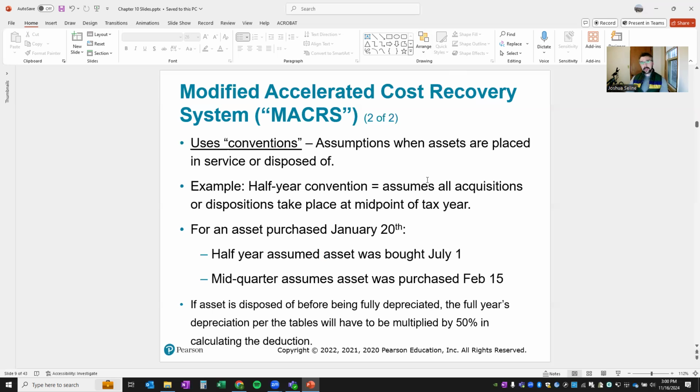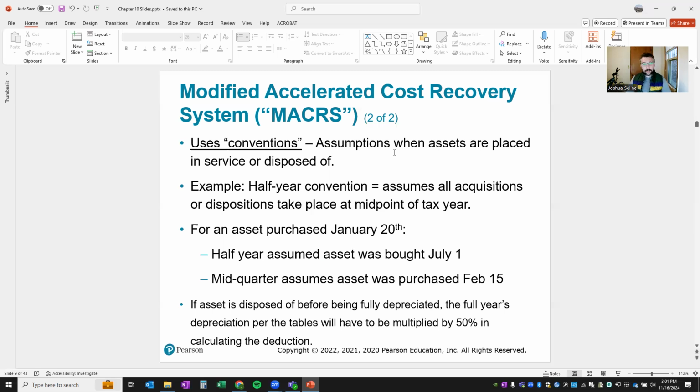It uses conventions. There is mid-year, mid-quarter, and mid-month. These are assumptions for when assets are placed in service or disposed of. The half-year convention assumes all acquisitions and dispositions take place at the midpoint of the tax year. You purchase something on January 10th, cool, it's like you bought it on July 1st. You take half the depreciation for that year.